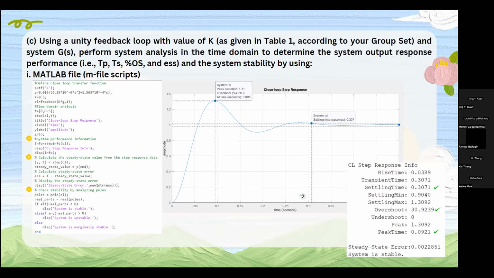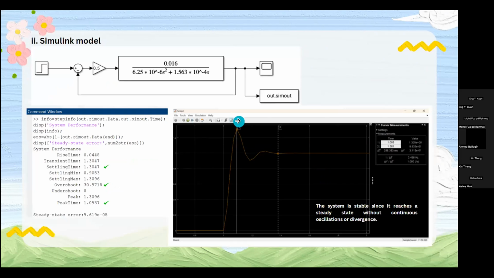By using that, we get the system is stable. After that, we used Simulink to do the same approach, the same function to get the system performance, and we get that the values are almost similar, and the system is also stable.